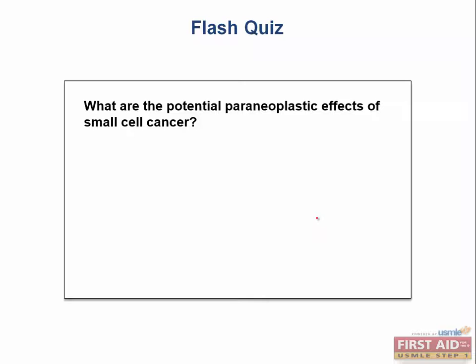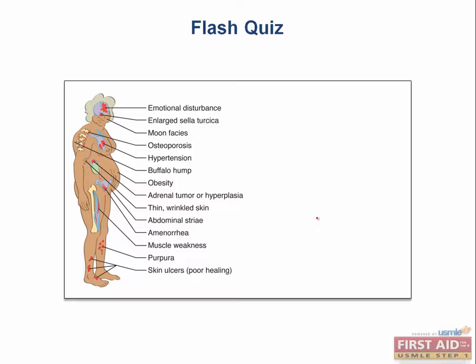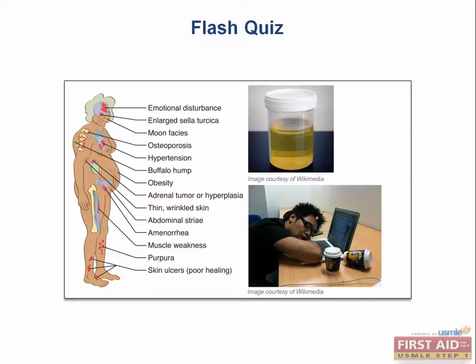Good. Time for a flash quiz. So remember all those paraneoplasms associated with small cell lung cancer? Well, let's run through them. What are they? Well, we said ACTH, ADH, and the anti-calcium Lambert-Eaton syndrome, all associated with small cell lung cancer. Very good.